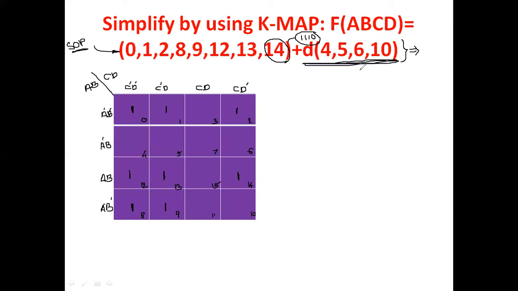fill the don't cares also, by using either a cross mark or a star. In some other authors' books they mention that as a D, don't care. So here we have to mark in the don't care part also.